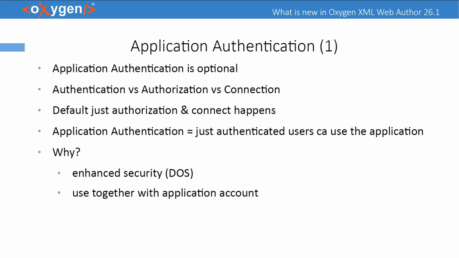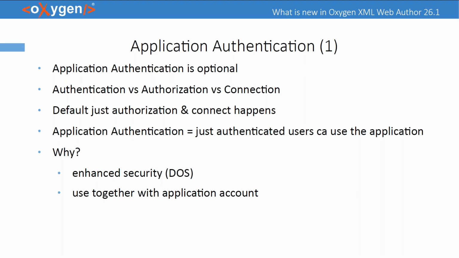Application authentication is a new feature that arrived with version 26.1. It's an optional feature, and by default, it's disabled. The scope of this feature is to increase the security. Now let's clarify the differences between authentication, authorization, and connection. Authentication is the process of verifying the identity. Authorization is the act of giving someone official permission to do something, and connection is a bond or link between two things.